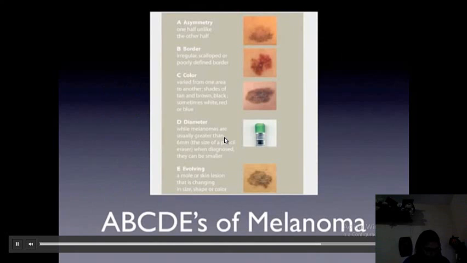So A is for asymmetry. So does one half look like the other half? If the sides don't match, you need to see your dermatologist. B is for borders. Funny scalloped borders, that mole should be checked. In nature, we like to see round to oval moles, and they should be C, uniform in color. And D, diameter, they should be 6 millimeters in size or less, so about the size of a pencil eraser.